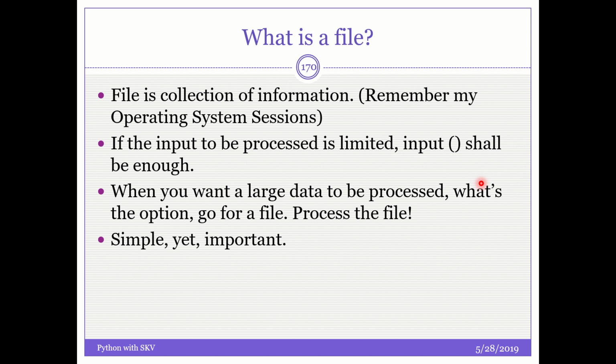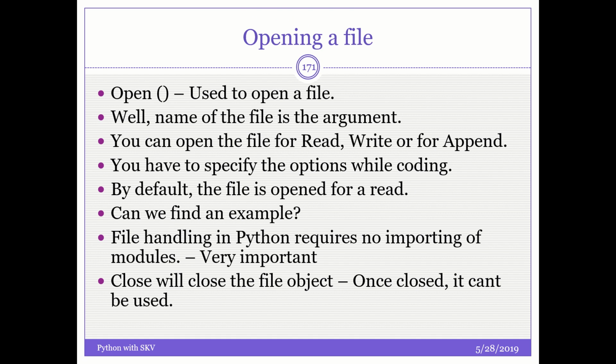When you have a large amount of data to be processed, you cannot just send it via the command line input. So you need to have a file, and that's why file operations are very important. Now let us first understand how we use the open function to open a file. We need to have the name of the file as an argument to this function, and you can open the file for read, write or append operation. Remember, you only need to specify which option you are willing to use, and that has to be specified in the instruction clearly.